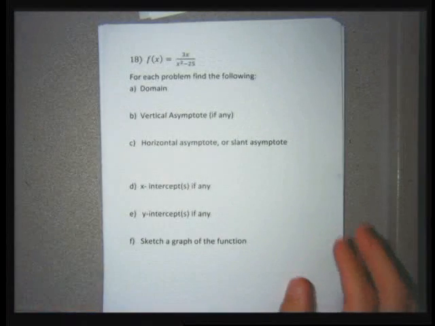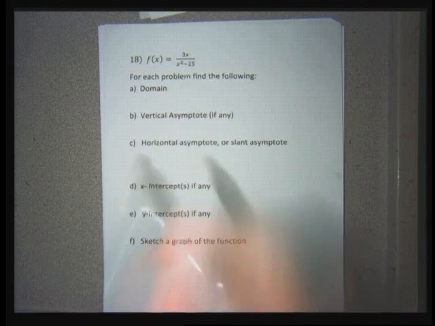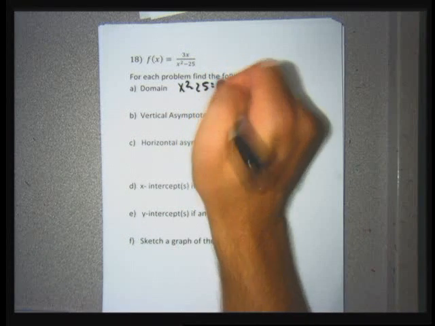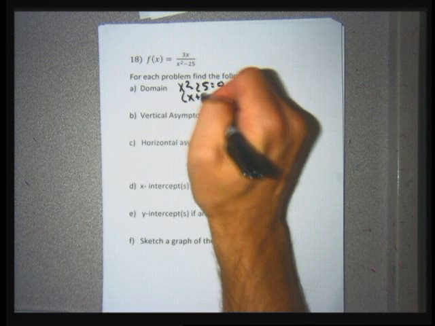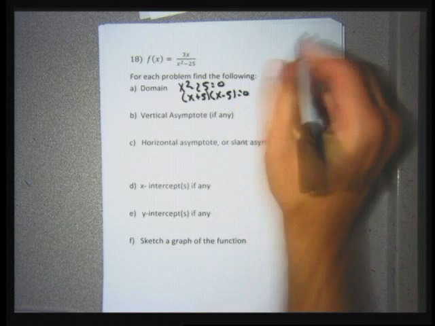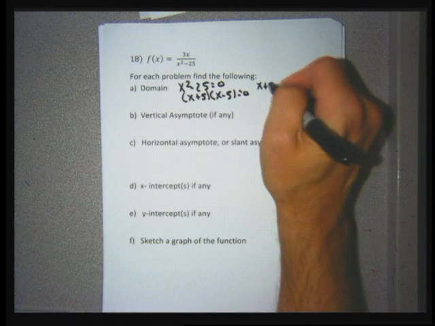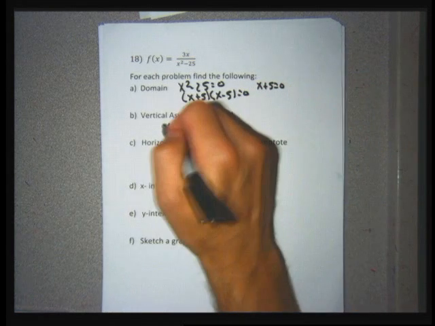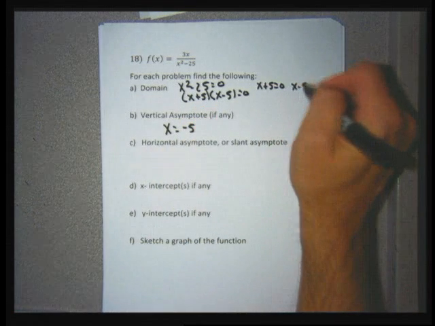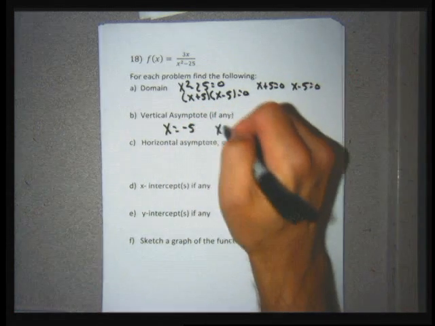Has two vertical asymptotes. For the domain, I take the denominator and set it equal to 0. So x squared minus 25 equals 0. Easy enough to factor that. I'm going to go (x plus 5)(x minus 5) equals 0. When I set x plus 5 equal to 0, I get x equals negative 5. When I set x minus 5 equal to 0, I get x equals 5.